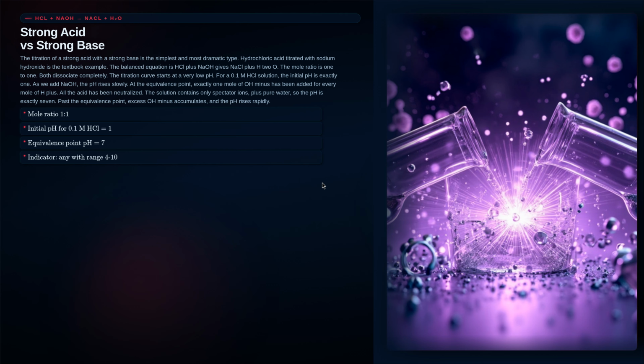For a 0.1 M HCl solution, the initial pH is exactly 1. As we add NaOH, the pH rises slowly. At the equivalence point, exactly 1 mole of OH- has been added for every mole of H+. All the acid has been neutralized. The solution contains only spectator ions plus pure water, so the pH is exactly 7. Past the equivalence point, excess OH- accumulates, and the pH rises rapidly.